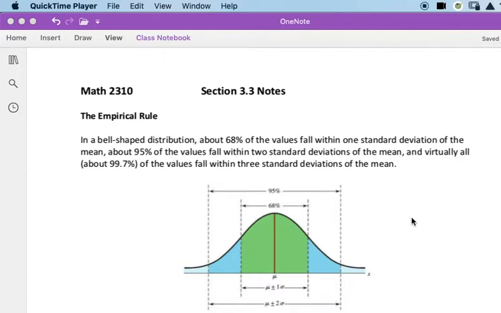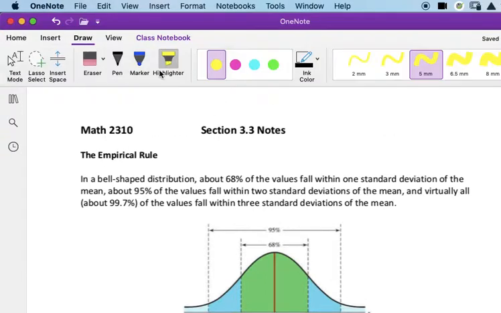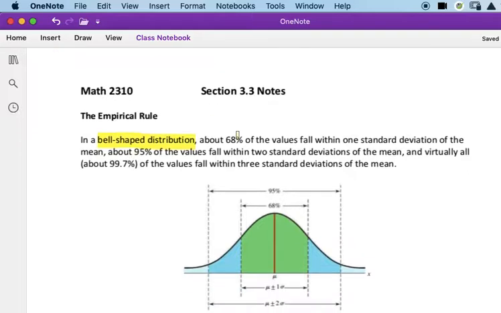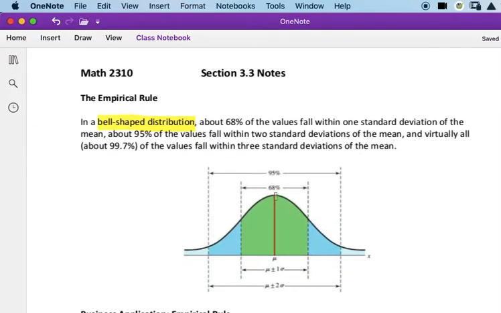In this video for section 3.3, we're going to talk about something called the empirical rule. The empirical rule is used for what are called bell-shaped distributions. A bell-shaped distribution is something that looks like a bell. So it has a peak in the middle, it's symmetric, and then it tails off on both sides. And we're going to talk more about these distributions later in the course.